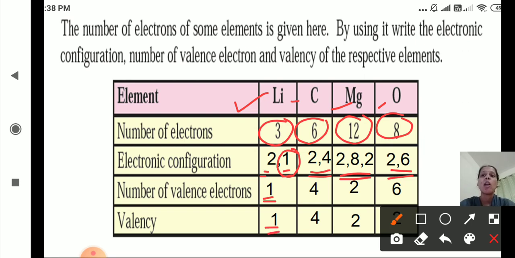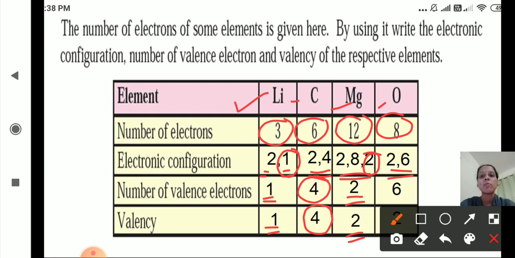Okay. Now for carbon, in the outermost shell there are 4 electrons. So what is the number of valence electrons? 4. And what is the valency? 4, right? Now in magnesium, the outermost shell has 2 electrons. So the number of valence electrons is 2 and the valency is also 2, right?